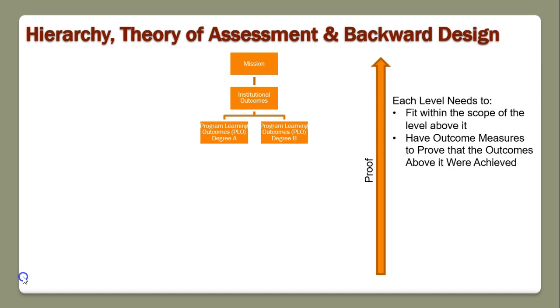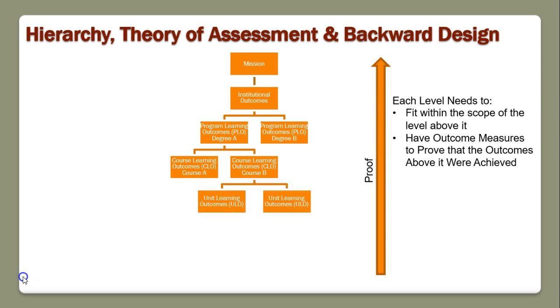Then you need to have outcome measures to prove that the outcomes above were achieved. This is almost like a logical proof. How did you know that you achieved your mission or your institutional outcomes? Well, you can show that you had program learning outcomes that helped achieve those institutional outcomes. And how did you achieve your program learning outcomes? Well, you're going to have course learning outcomes, CLOs, that will tie to signature assessments.